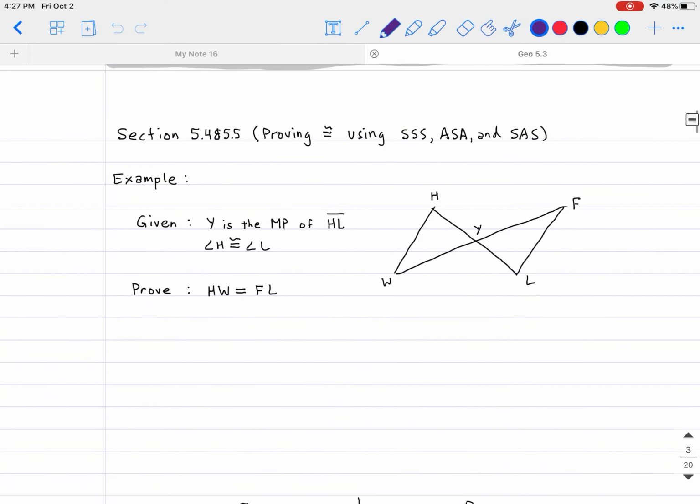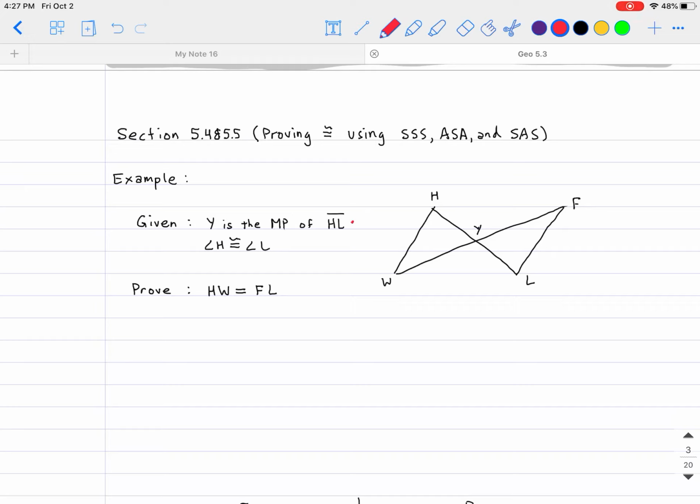Let's say that we have the following picture on the right-hand side. What we know, given, is that Y is the midpoint of HL, the line segment, and angle H is congruent to angle L. What I want to do is prove that HW is going to be equal to FL. Anytime I do a proof, no matter what type of proof it is, the first thing I always like to do is mark what I have in the picture, according to what's given. Now, don't do this in the actual textbook if you can. Please try to do this on an actual piece of paper.